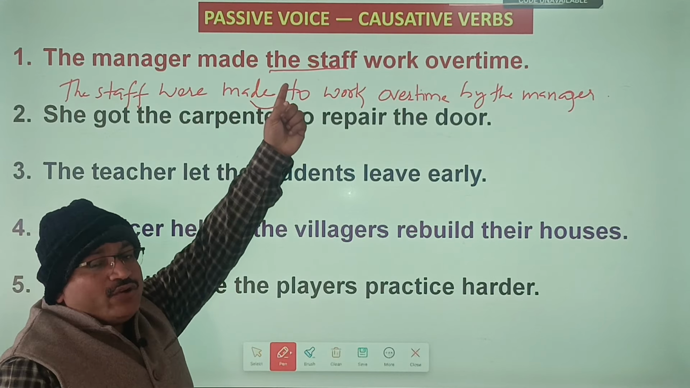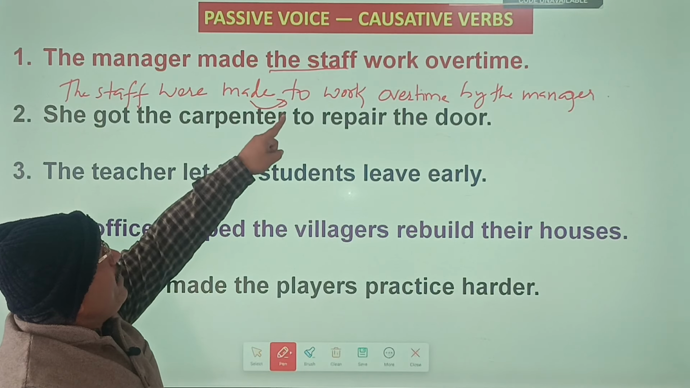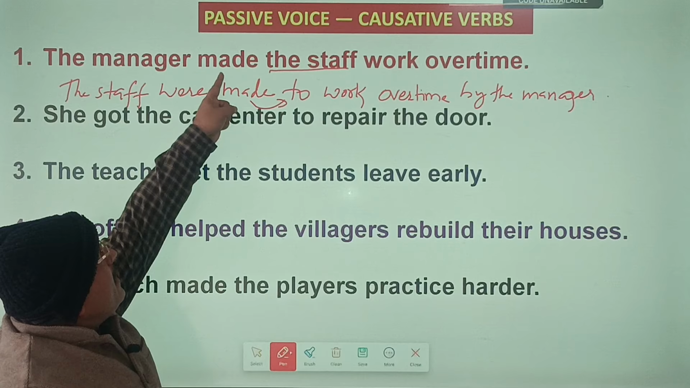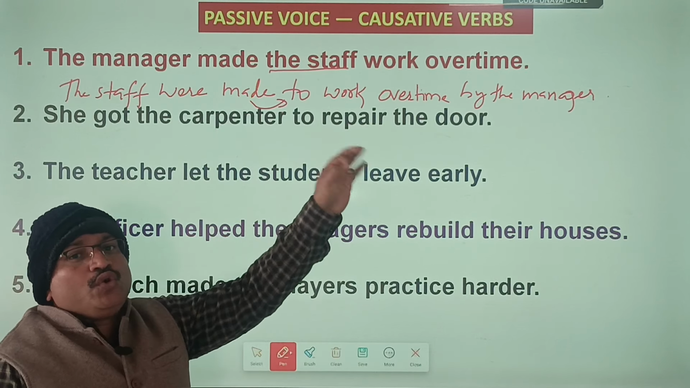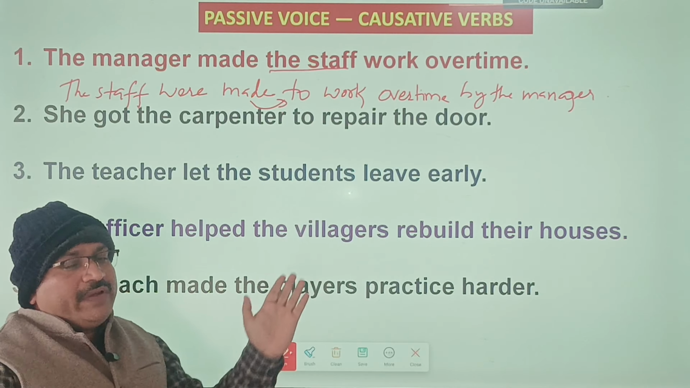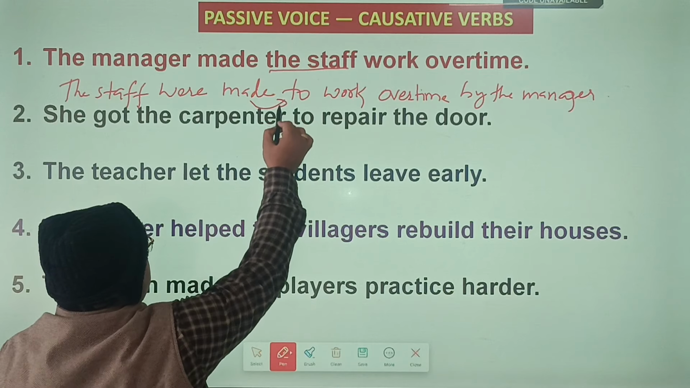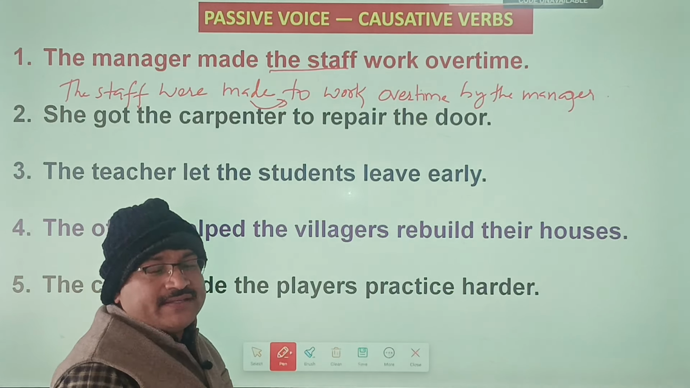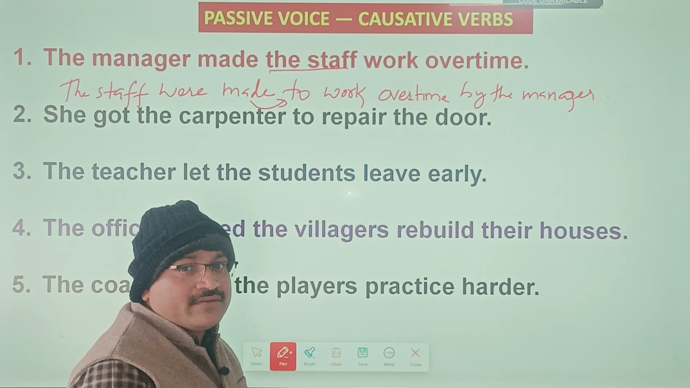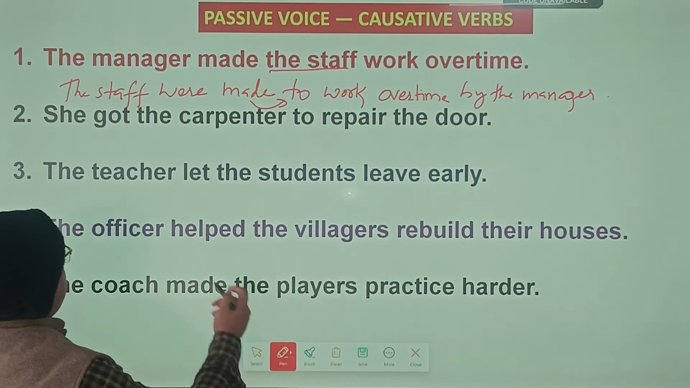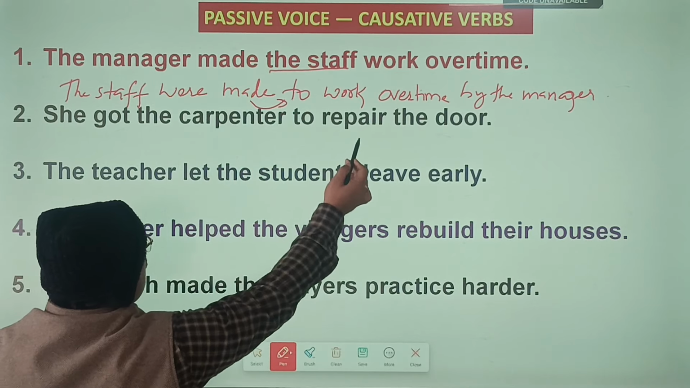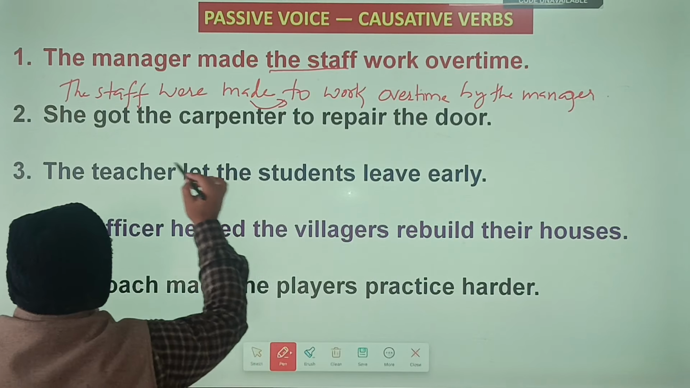Simple. In causative verbs, what you have to see: after "made", there is no "to" in active voice. But when we change into passive, we add "to" after "made". Okay? This is sometimes asked in common errors questions also. So keep in mind: the staff were made to work overtime by the manager.